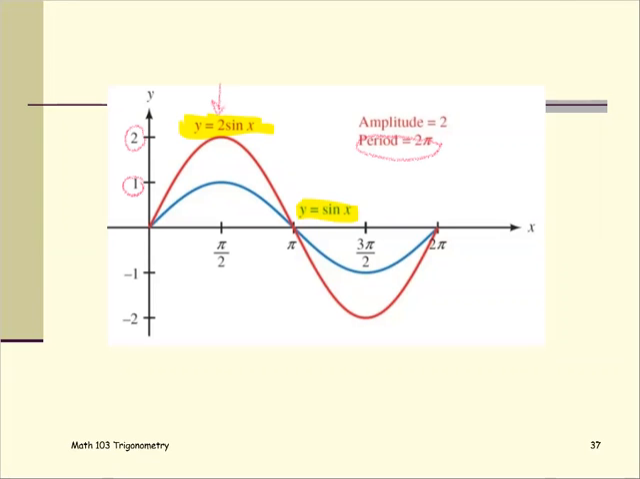So when you multiply the sine function by a real number, that tells you something related to the amplitude. Multiplying by 2, in terms of transformations, stretches the graph vertically by a factor of 2. That's why the graph of y equals 2 sine x is taller than the graph of y equals sine x, which is the basic function.